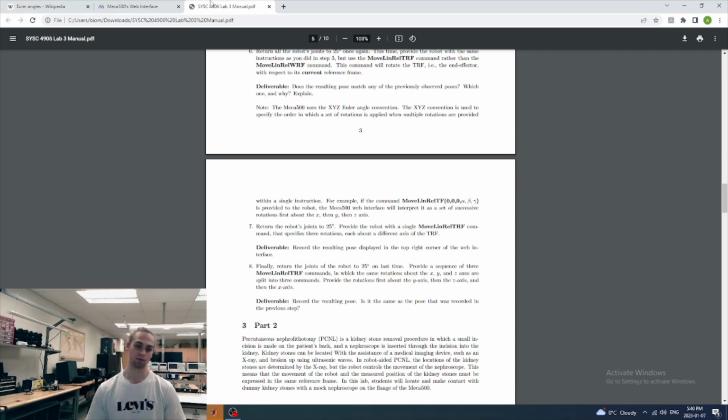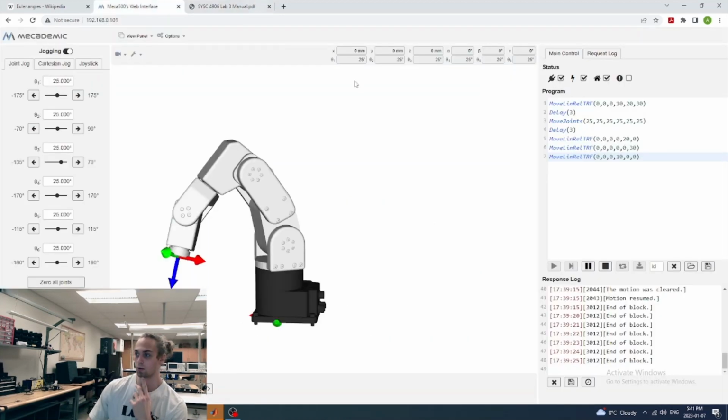So it's really important that you know whether you're using fixed or current frames and what the order of axis rotations is. So for the Meca, given a single argument with more than one rotational property, it's assumed that you start at rotation about the X and then move towards Z. And we'll just prove this by providing all of the arguments that we did in the previous step in one argument, and then we'll split them up and change the order. So in the previous step, I used the tool reference frame to first rotate about the X axis by 10 degrees, then the Y by 20, then the Z by 30. So I'm just going to give that to the robot in one command.